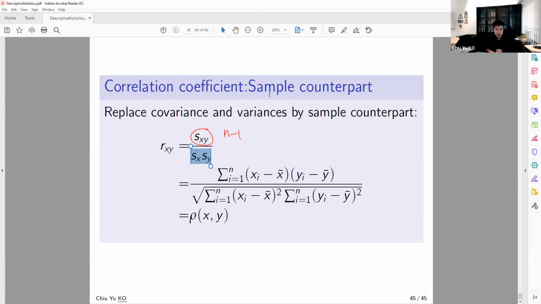And again, to repeat, this correlation coefficient is always between -1 and 1. So if you tell me the correlation coefficient is 2, there's a problem. It's always between -1 and 1. And this is how to measure the linear relationship.